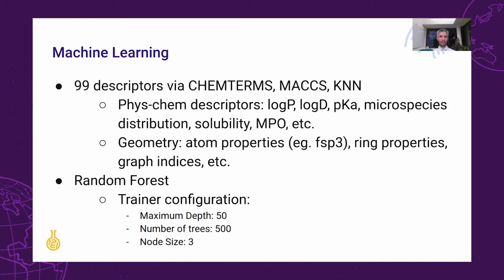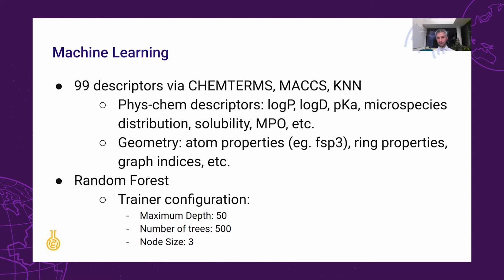First, we expanded this and enriched the dataset with descriptors using chemical terms, and we generated the high-quality physical-chemical descriptors available from the ChemAxon portfolio, including logP, logD, pKa, or solubility, but also included combined scores like MPO or geometry-related properties like fraction of sp3, ring properties. We extended these descriptors with fingerprints and the MACCS keys and the k-nearest neighbor based descriptor.